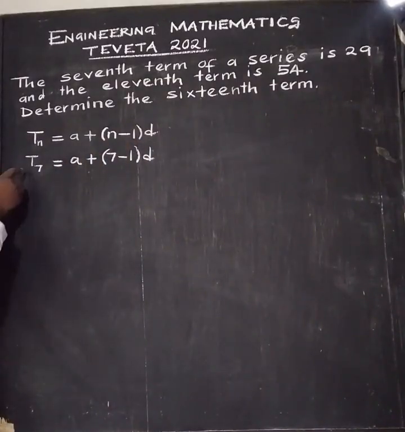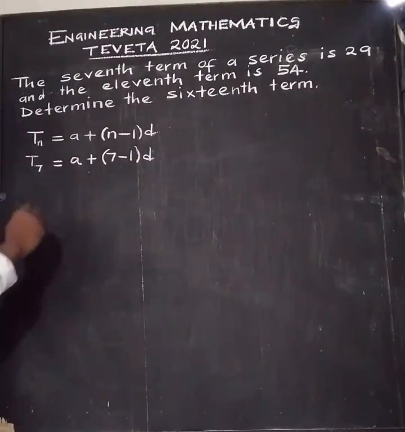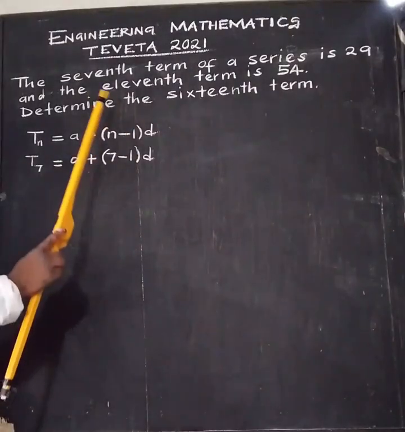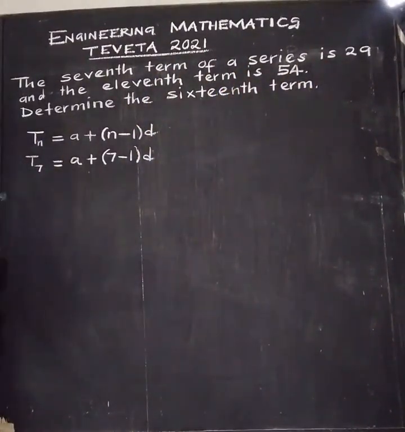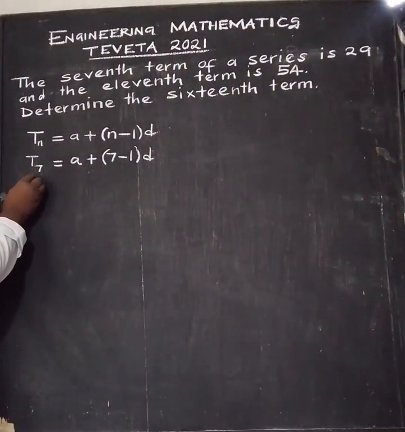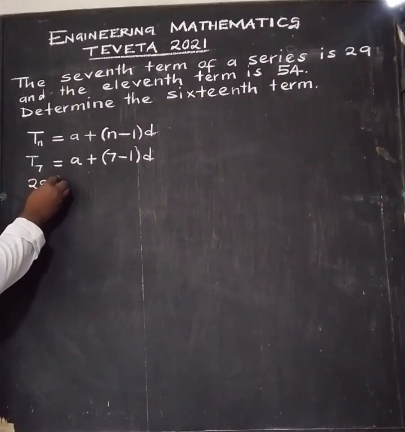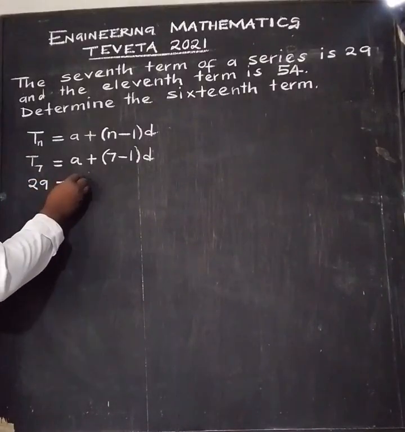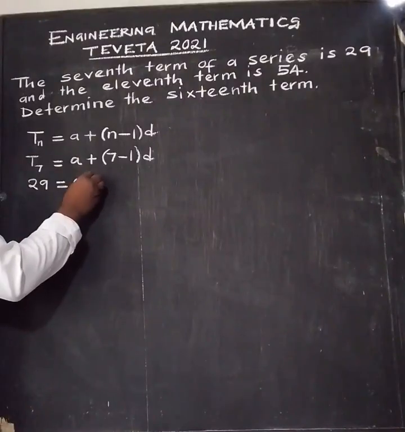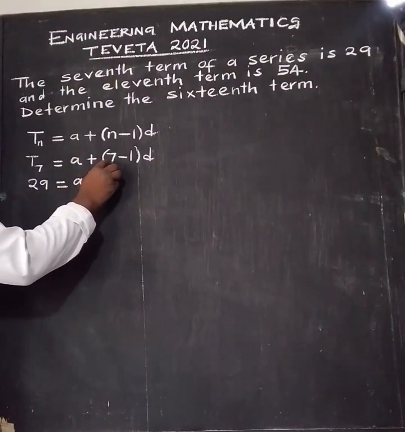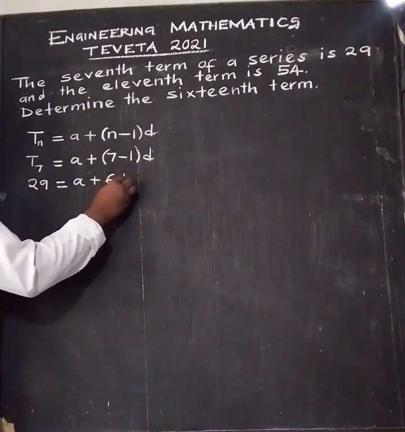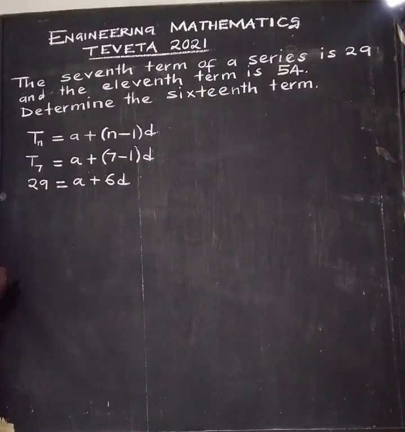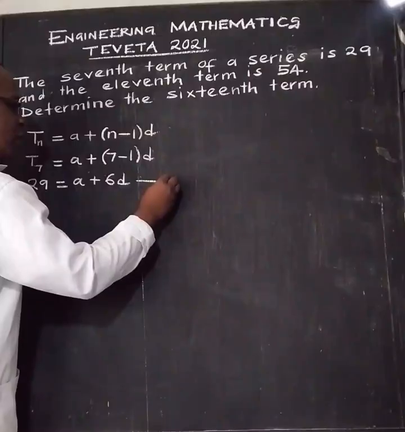Now the 7th term has been given to be 29. The 7th term of a series is 29. So where there is T7, you put 29. So 29 is equal to, you maintain a plus 7 minus 1, it's 6. 6 times d, you get 6d. Okay, so let's consider this one to be equation number 1.